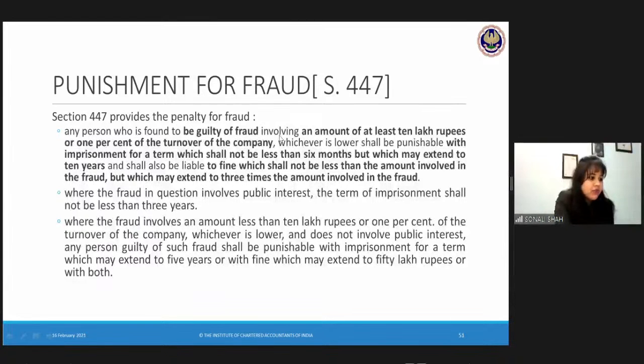I am reading from your book only, and it is written that section 447 describes punishment for fraud. According to it, any person who is found to be guilty of fraud involving an amount of at least 10 lakh rupees or 1% of the turnover of the company, whichever is lower, shall be punishable with imprisonment for a term which shall not be less than 6 months, but which may extend to 10 years, and shall also be liable to fine, which shall not be less than the amount involved in the fraud, but which may extend to 3 times the amount involved in the fraud. Where is the amount not mentioned?